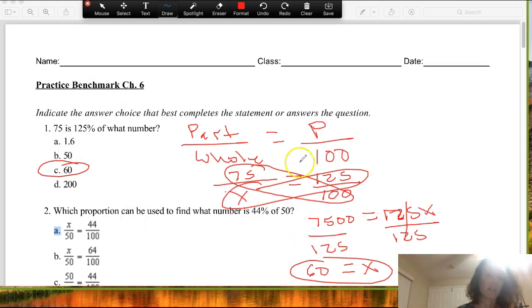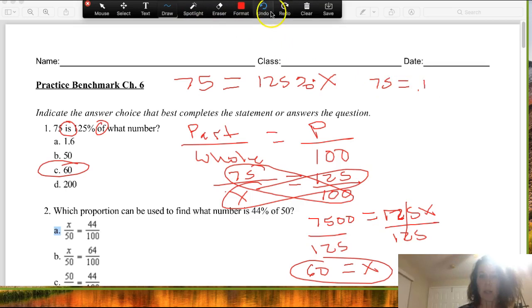Now, if I were to do this as a percent equation, this is how I like to do it. I write my percent equation just based on what I read. I write it just like this. 75 is, that means equals, 125%. Of what number? Whenever they say what number, I just put an X. Okay, 75 is 125% of means multiply times X. Now to change to a multiply, I got to change that to a decimal.